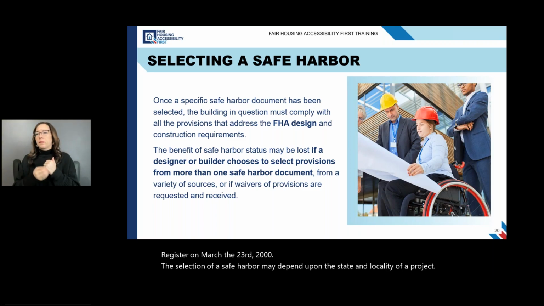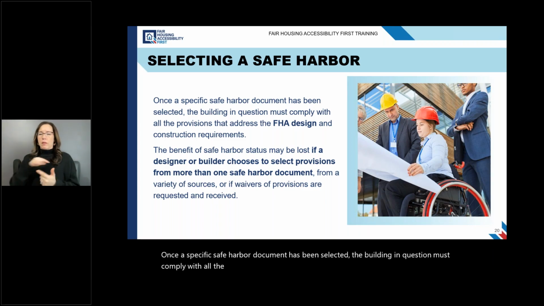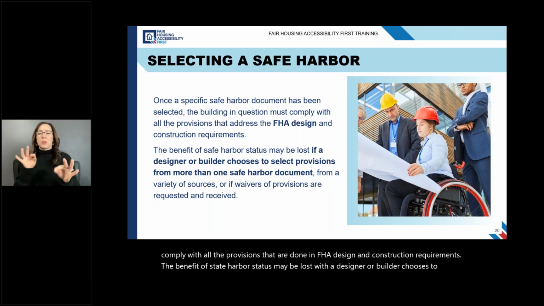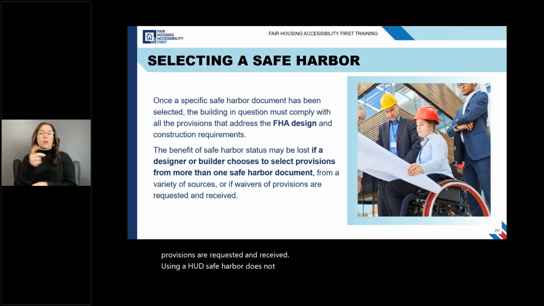Once a specific safe harbor document has been selected, the building in question must comply with all the provisions that address the FHA design and construction requirements. The benefit of safe harbor status may be lost if a designer or builder chooses to select provisions from more than one safe harbor document, from various sources, or if waivers of provisions are requested and received. Using a HUD safe harbor does not change HUD's responsibility to investigate complaints.